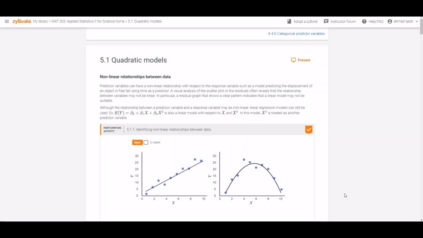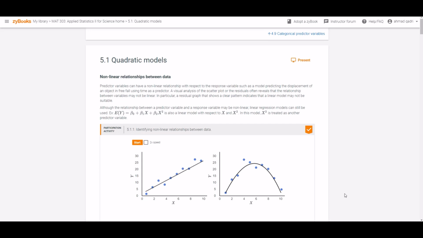This week we will again be discussing multiple regression models, but this week we will extend the concept of modeling a response variable using higher order regression. So what do we mean by that?